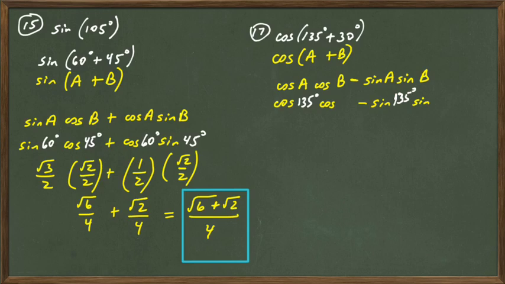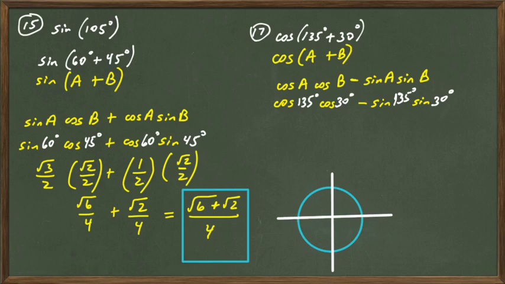135 degrees. B is 30 degrees. Now I don't really want to modify it too much, because if I was to look at a unit circle and I went to 135 degrees, here is 135 degrees. Its reference angle is 45 degrees, which is on the trig table. So I don't think I want to adjust it.